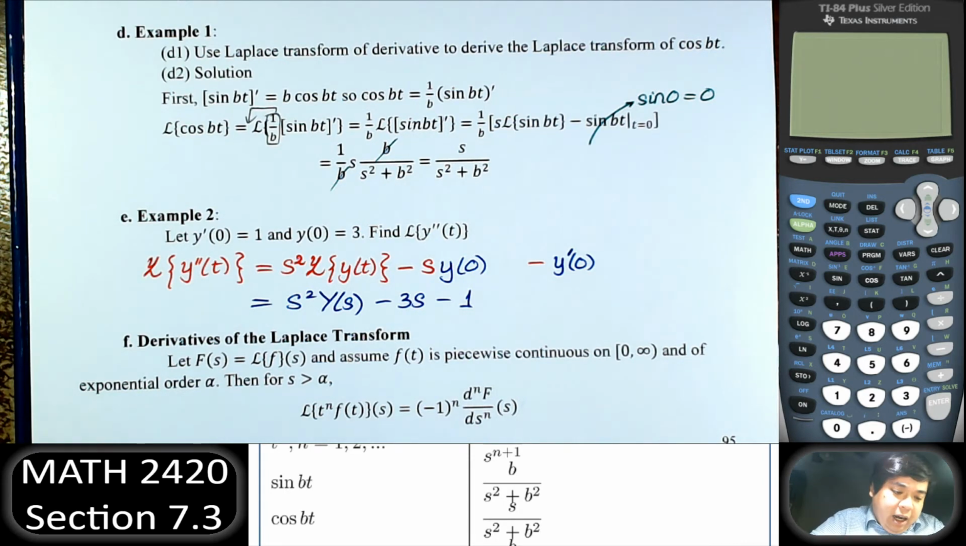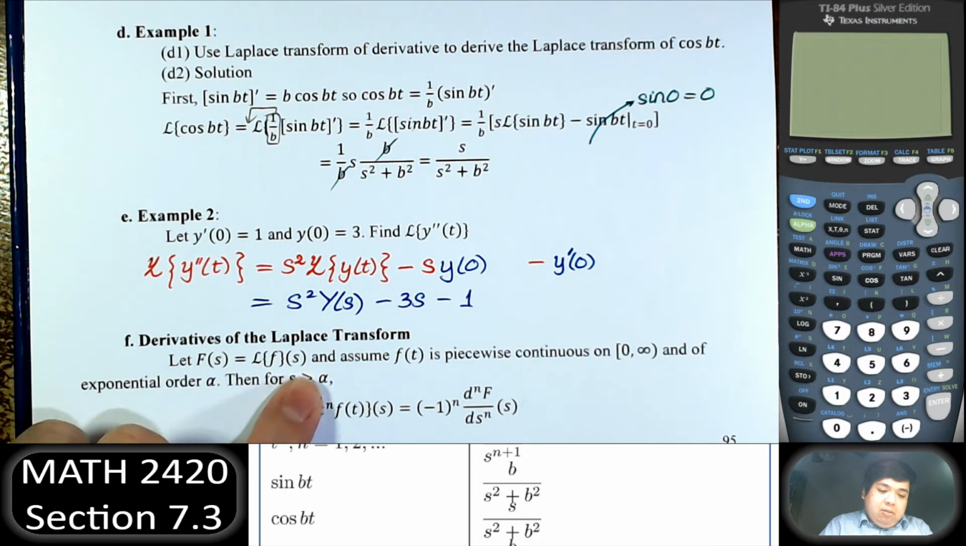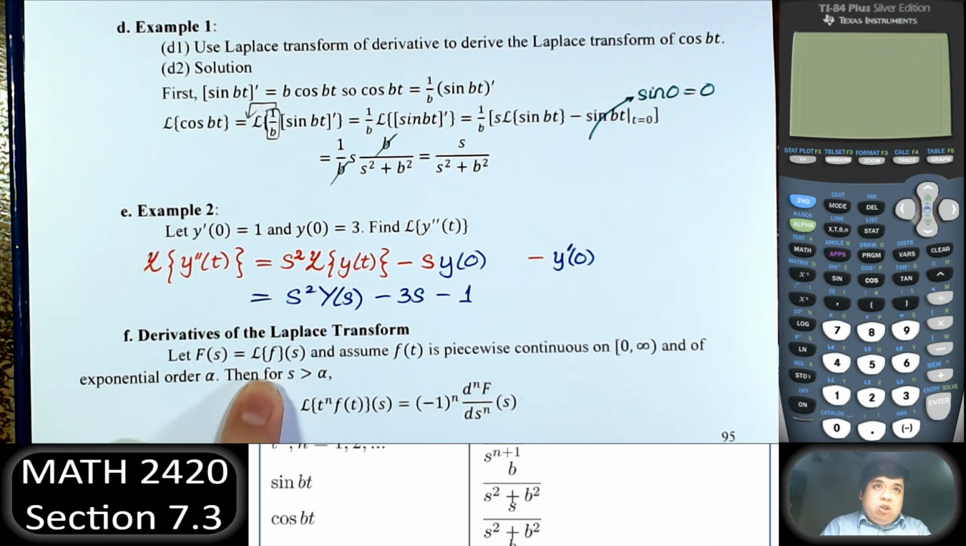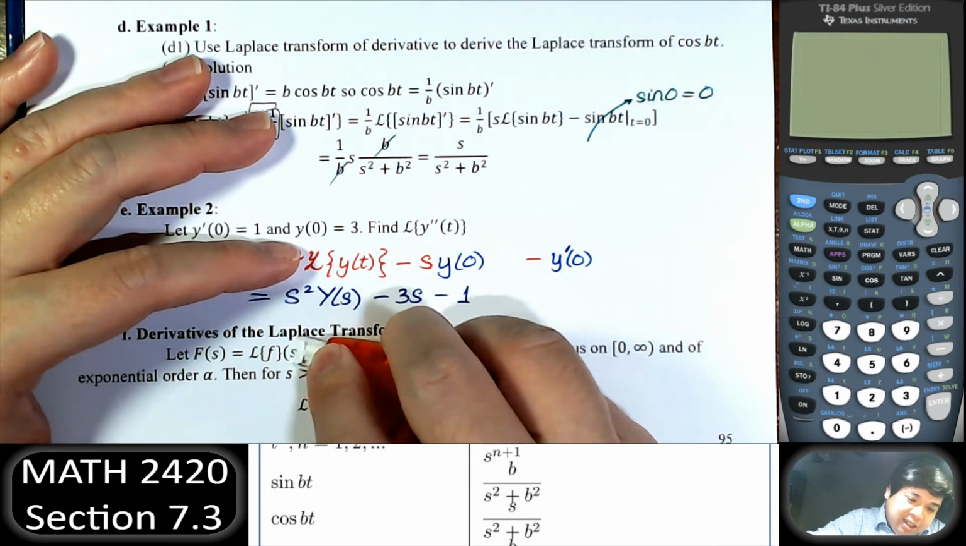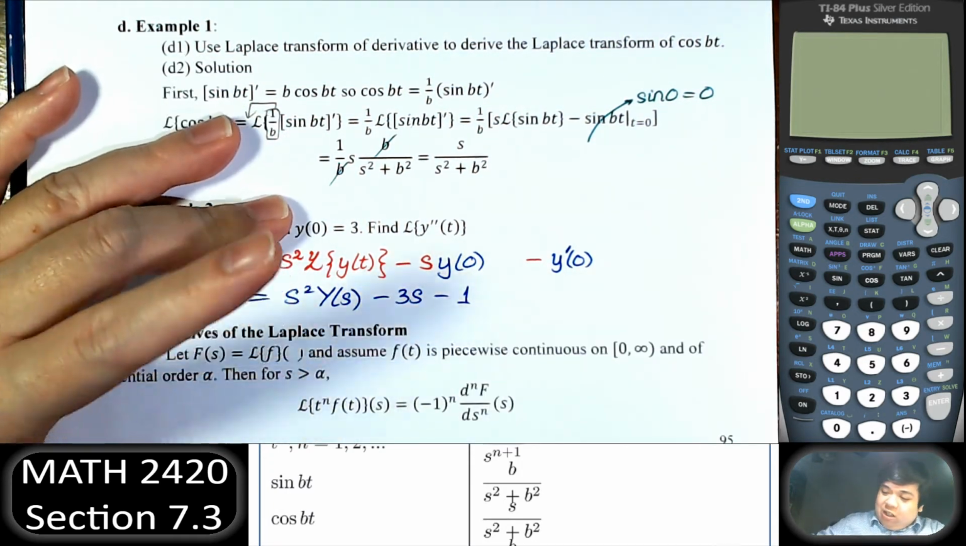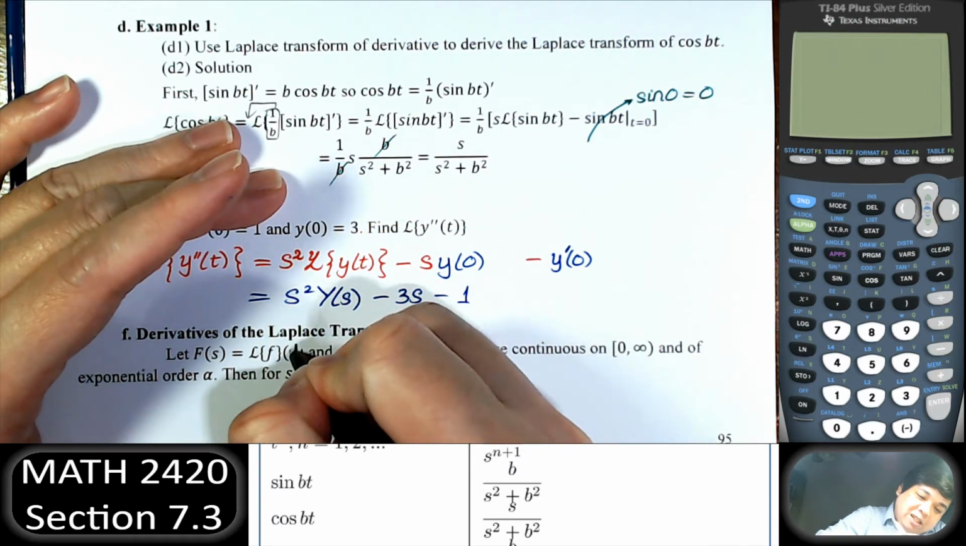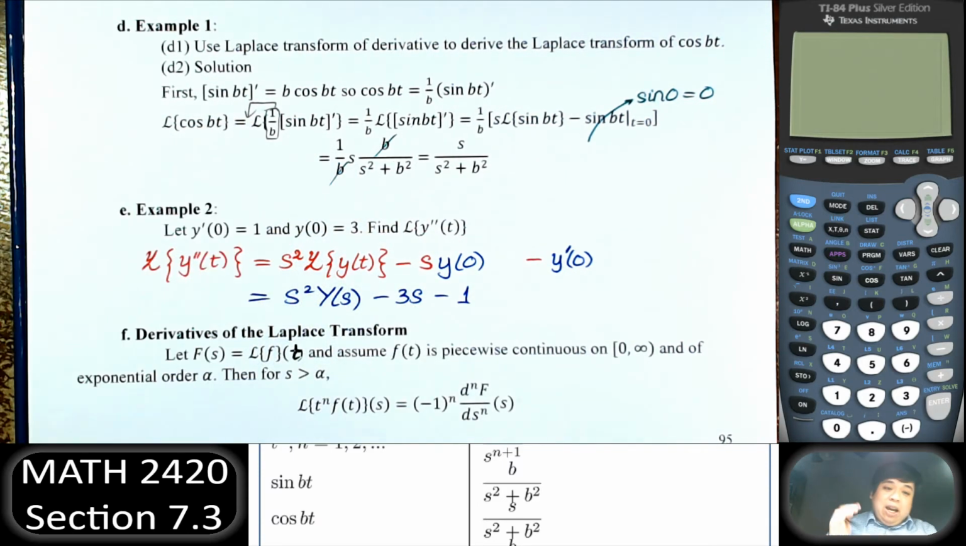Next, let F of s be the transform of the function. I keep doing this. The function is in terms of t. Sorry. Once again, I will change that before I post the notes online. You have the function in terms of t, little f of t, and the capital F is the transform, in terms of s.